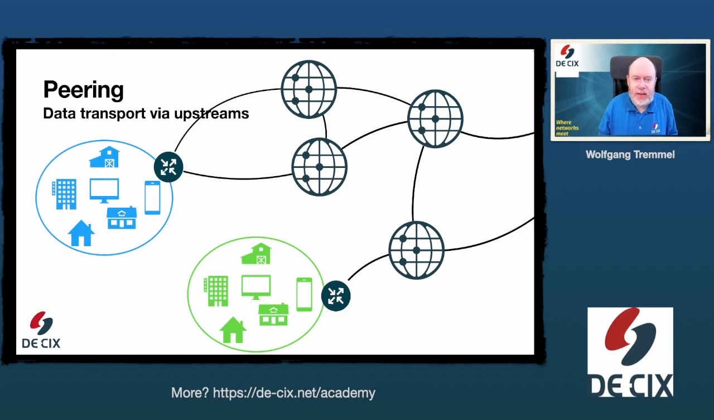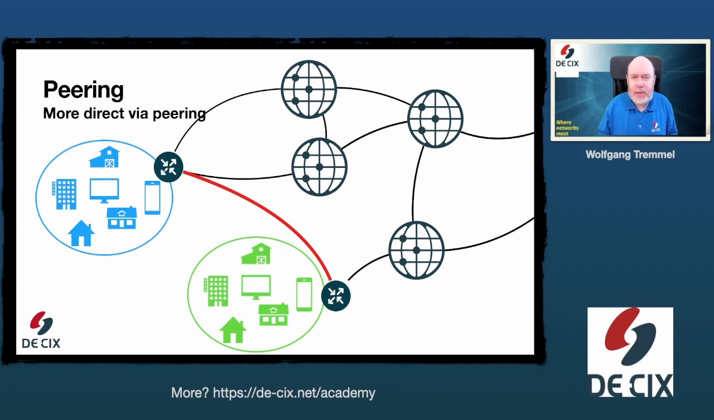To transport data from blue to green, in this case, we need to go through one of the upstream providers and to their upstream provider, down to the upstream provider of the green ISP, and finally to the green ISP. Well, that can be done easier. Just interconnect the green and the blue ISP. And now traffic can go the direct and short way between blue and green. This is the advantage of peering.